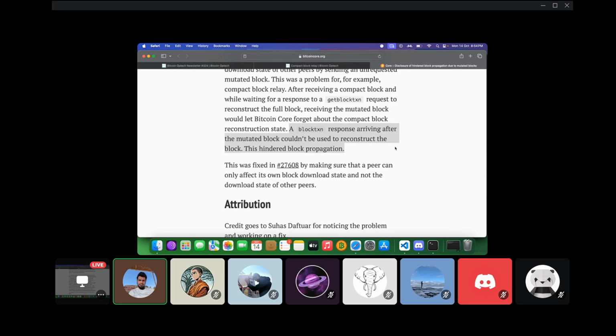Even after that, even if your peer sends you the missing transactions, you will not be able to reconstruct your block. So when you're waiting to reconstruct your block, if you receive a mutated block, that process of reconstructing your block gets aborted. If that mutated block is invalid, the process gets aborted, and then you have to start that process all over again.